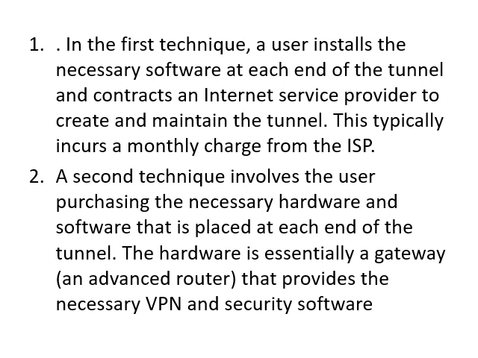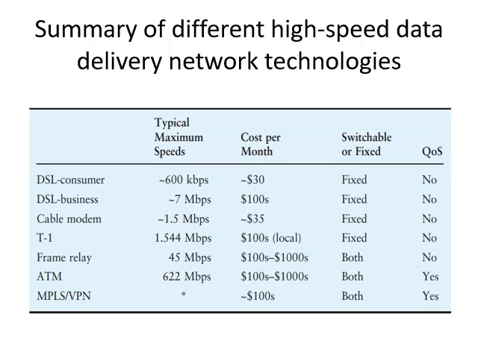Basically, it's an advanced kind of router that provides the necessary VPN and security software. Now, the summary of the difference between high-speed data transfer network technologies. Now, as we can see here, MPLS and VPN is basically the best because it costs the least and it is switchable and fixed, and it is the fastest, although the specific maximum speed is not given on this table.